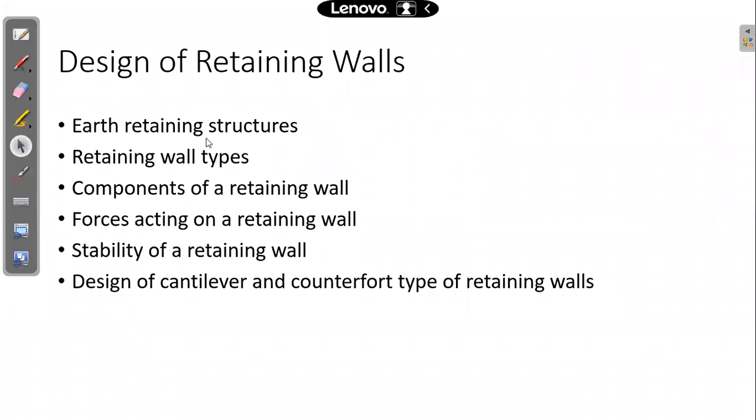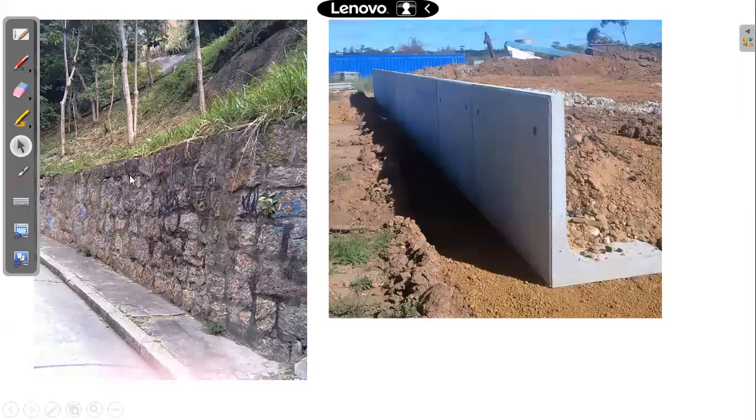Now let us come to the types in this case. We come across different types of retaining walls. So this is one very old type of retaining wall which we used to have earlier, a masonry retaining wall. This is a stone masonry work which is constructed over here. So this serves as a retaining wall.